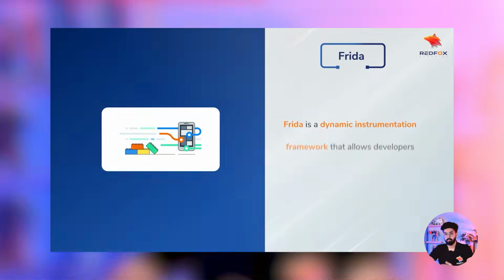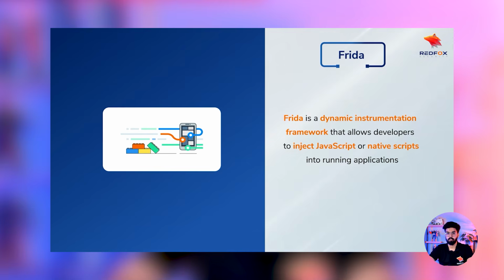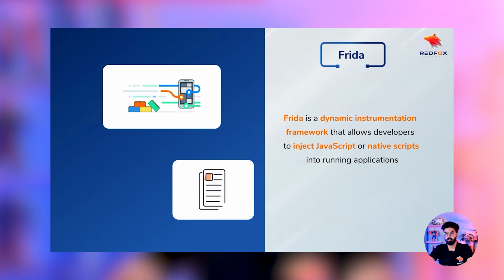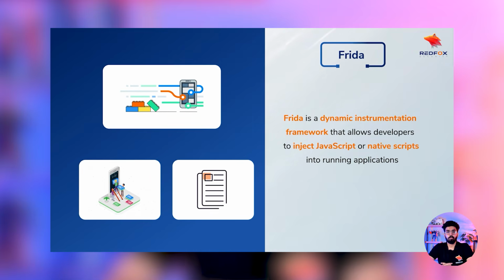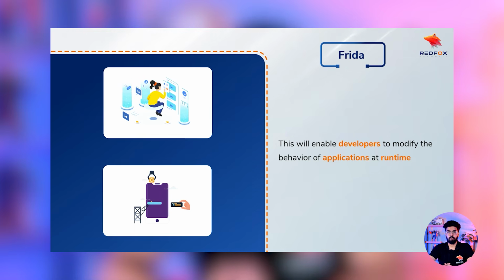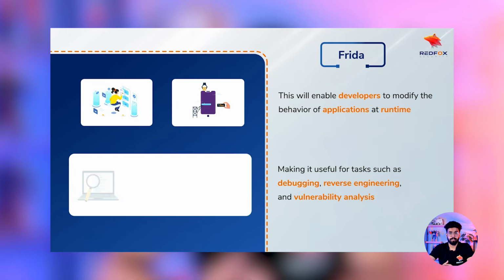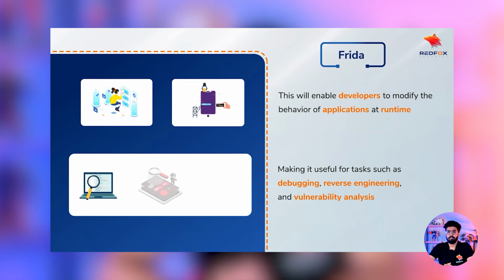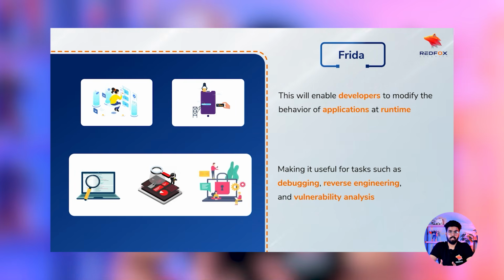The lecture will discuss the next tool, which is Frida. Frida is a dynamic instrumentation framework that allows developers to inject JavaScript or native scripts into the running applications. This will enable developers to modify the behavior of application at runtime, making it useful for tasks such as debugging, reverse engineering, and vulnerability analysis.